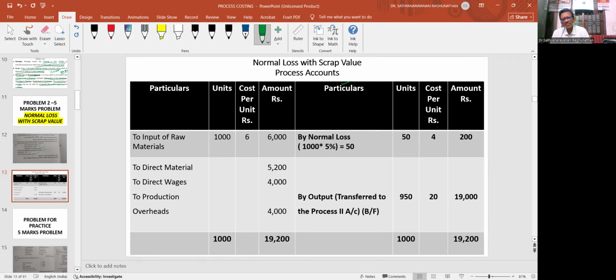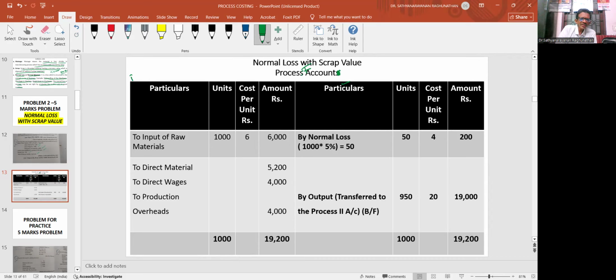So only one process account they asked us to open. There is no such account called process 1 account or process 2 account. We are just transferring from the process 1 account to the process 2 account. That's all. In such a situation, rather than writing just process account, you can write it as process 1 account. Account singular.